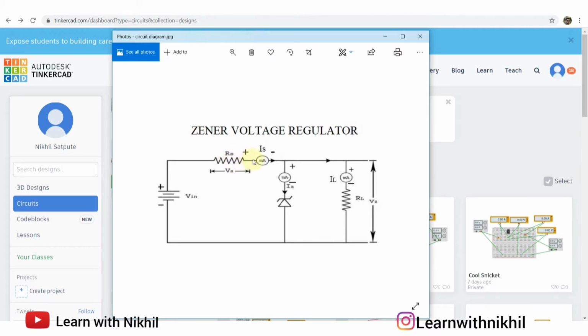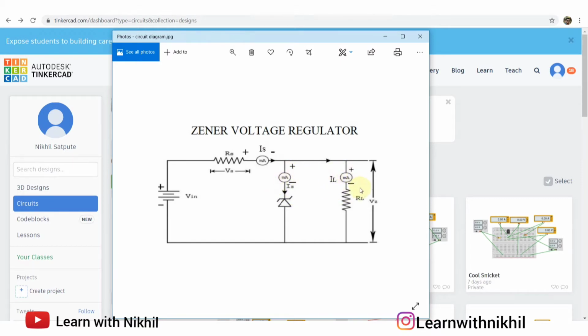Then in series we have attached a milliammeter. Milliammeter is denoted as IS, that is the input current. Then we have a milliammeter attached, which is attached to a Zener diode. So this Zener diode is attached in the circuit and the current passing through the Zener diode is measured here, and this milliammeter is called as IZ. So this is the current IZ passing through the Zener diode.